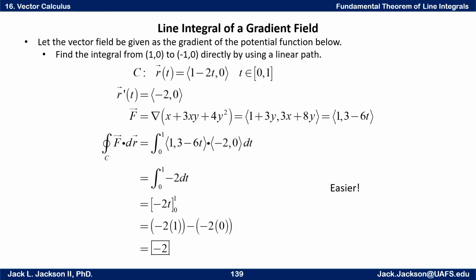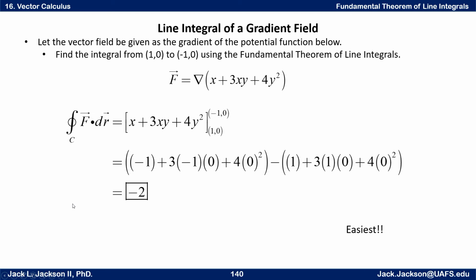The easiest way, perhaps, is to make use of the fundamental theorem. The fact that we know that this is the gradient of this particular function to start with, even without finding out what the function f is, I can just take the antiderivative of this gradient, the potential function, which is actually flat out given to you in the parentheses there, x plus 3xy plus 4y squared, and evaluate that from the first point to the second point.